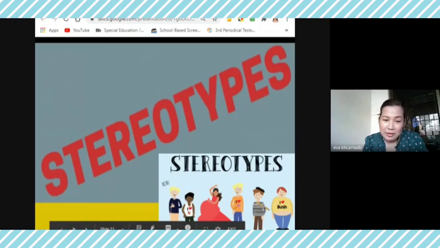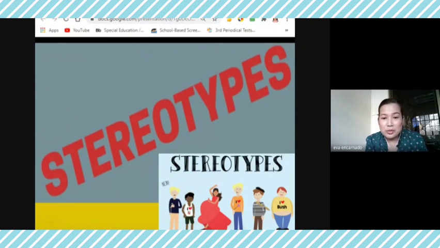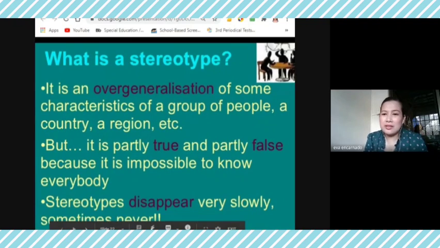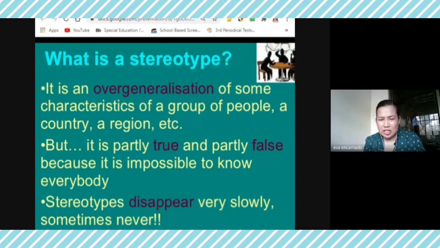Okay, however, class, don't worry because those are just stereotypes. Now you understand what is stereotypes, di ba? So, let's see the definition of stereotypes. What is a stereotype? It is an overgeneralization or oversimplification of some characteristics of a group of people, a country, or a region. Or being labeled, madali kasi siyang mag-grasp.